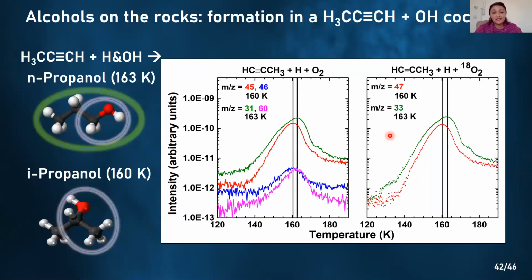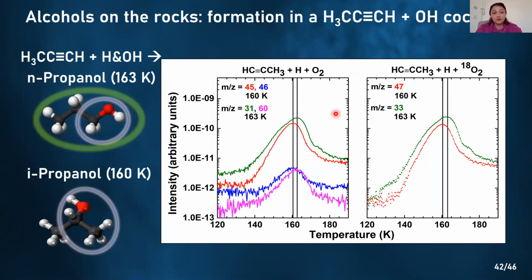So now I'm going to discuss the chemistry when the OH radicals are added to the reaction. In two different isotope experiments, one with 16 oxygen and one with 18 oxygen, we see the desorption of N-propanol at 163 Kelvin and the desorption of I-propanol at 160 Kelvin.